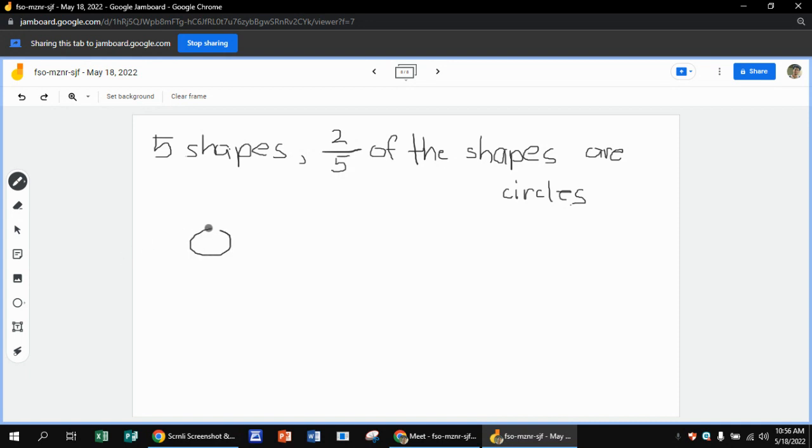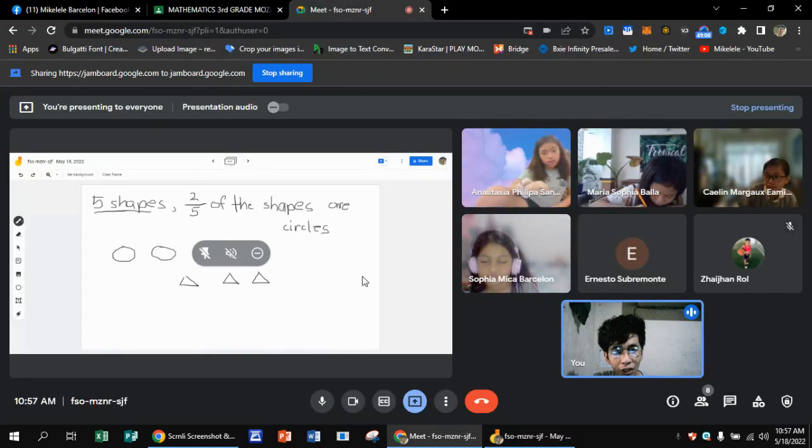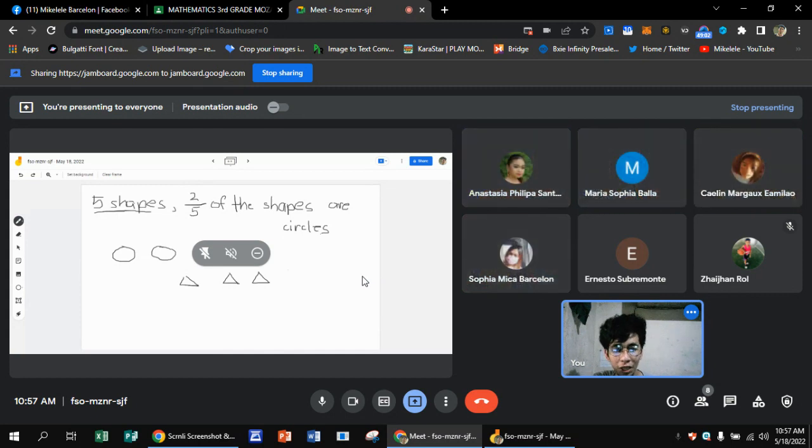So I will draw circles. Only two circles, and the other shapes are not circles. So I will draw 3 triangles. It depends upon you what shapes you are going to do. So overall, there are only 2 circles out of 5. Teacher, are we going to color it? It is okay if there is no color. But the important thing is the shape. Okay?